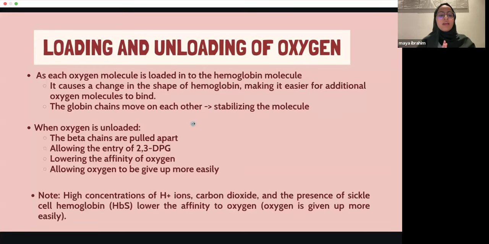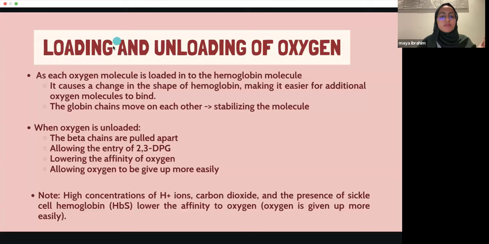This was also mentioned in your slide, so that's the only reason I'm mentioning it. But high concentrations of H plus, yes, I can repeat, no problem, in the loading and the unloading of oxygen. So let's say I'm collecting this oxygen. The chains move closer to each other like this, holding the oxygen. When it approaches the tissues that need it, the beta chains move apart from each other, allowing 2,3-DPG to enter, decreasing hemoglobin's affinity for oxygen and releasing oxygen more readily.